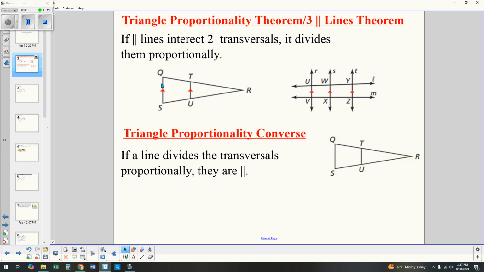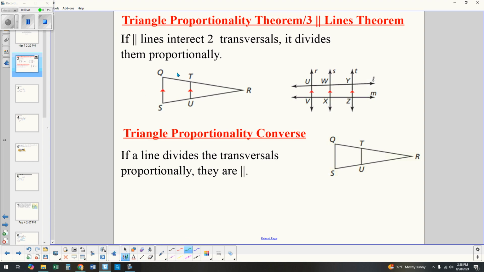So if you have parallel lines that intersect two transversals, it's going to divide the transversals proportionally. That means they're not equal length. It didn't divide them equally, but this part compared to this part, like QT compared to SU, would be the same as TR compared to UR. And the same thing here, these little pieces. So what's really nice about this is we can make our fractions exactly as it appears.